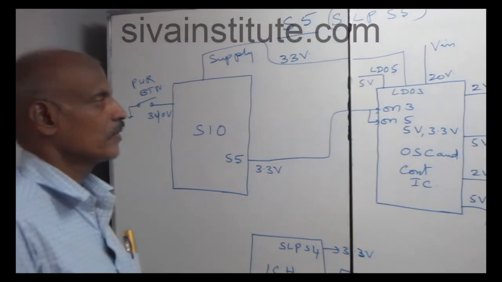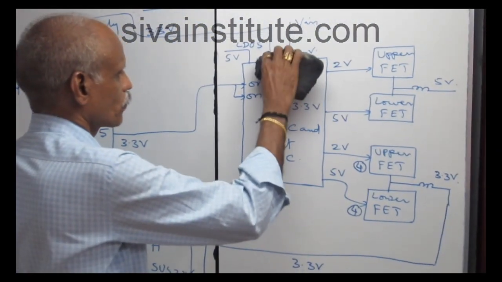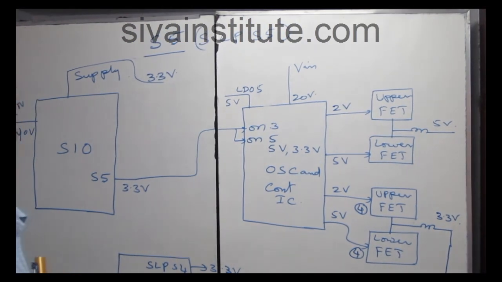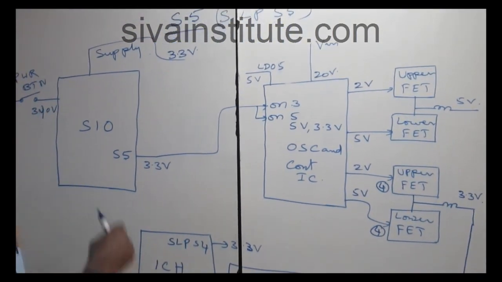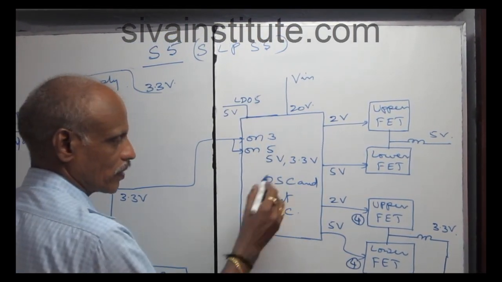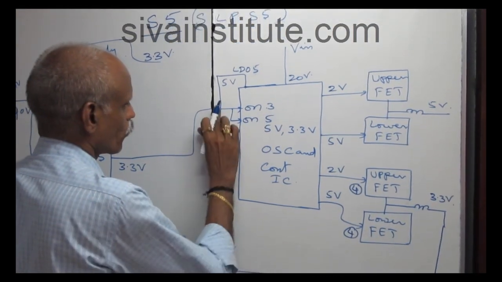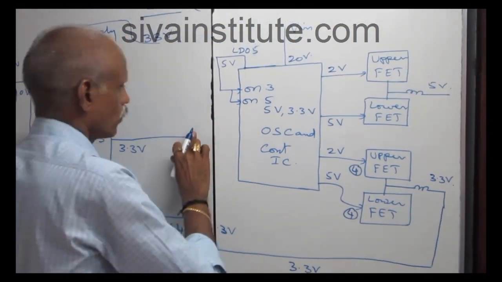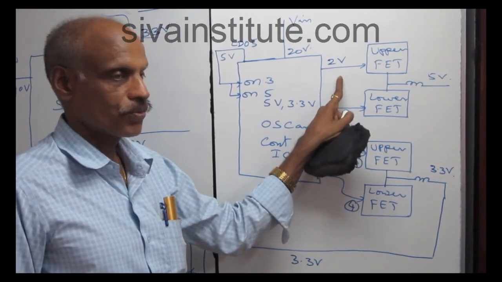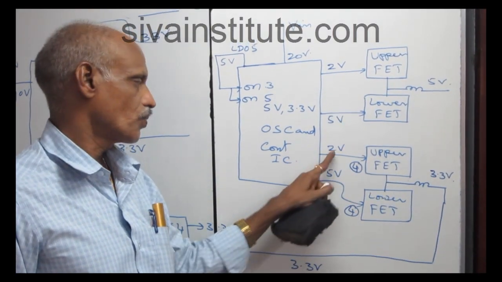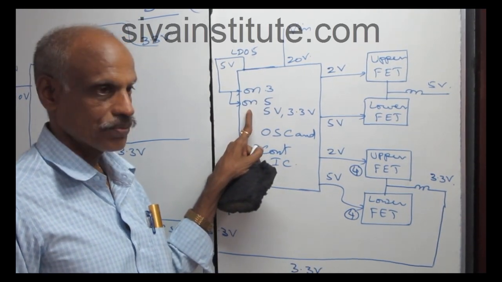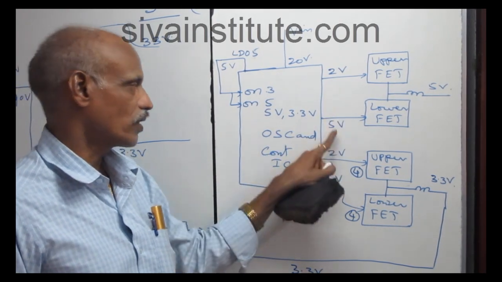In the latest models, there is no LDO 3.3 volts from this IC. Only LDO 5 volts will release from this IC. So this IC wants 3.3 volts only. But here only 5 volts is released by this SIO chip. That voltage goes to this one. ON5, ON3. When this voltage comes to these pins, this IC releases 2 volts and 5 volts to the upper FET and lower FET. When you give 3 volts on ON3, this voltage will release. When you give 5 volts on ON5, this voltage will release.